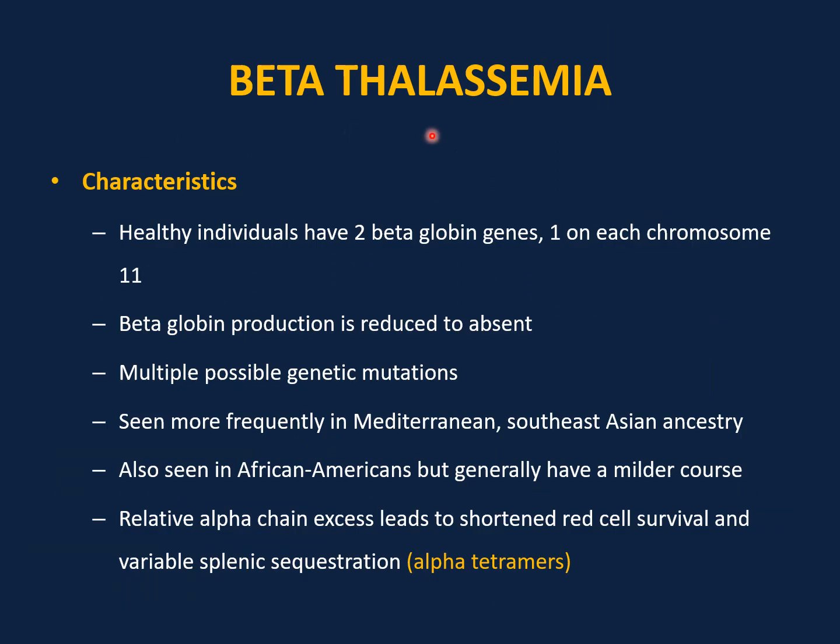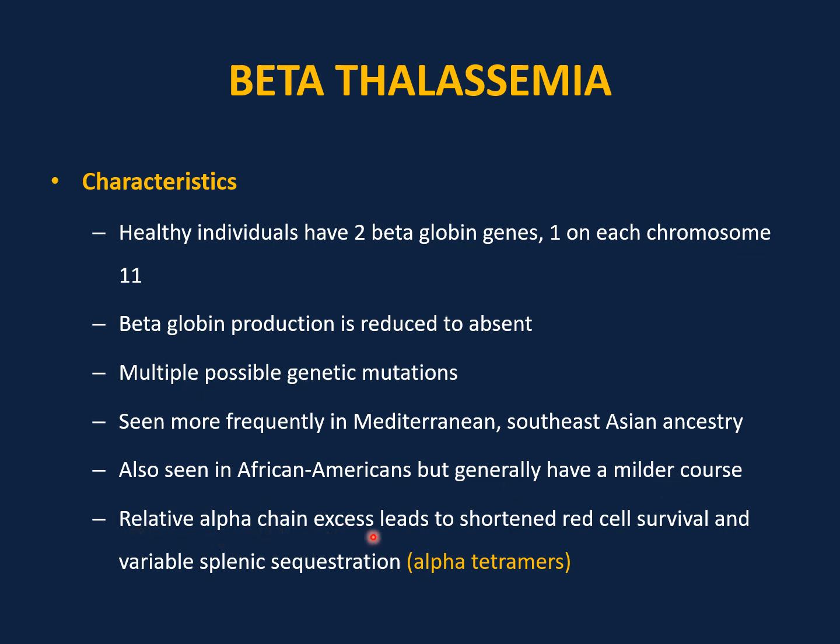Let's verbalize what we mentioned in the previous slide. Normal individuals have 2 beta globin genes, one on each chromosome 11. So beta thalassemia develops if the beta globin production is reduced or absent because of genetic mutation. Seen more frequently in Mediterranean and Southeast Asian ancestry. Also can be seen in African Americans, but generally they have a mild course of illness.